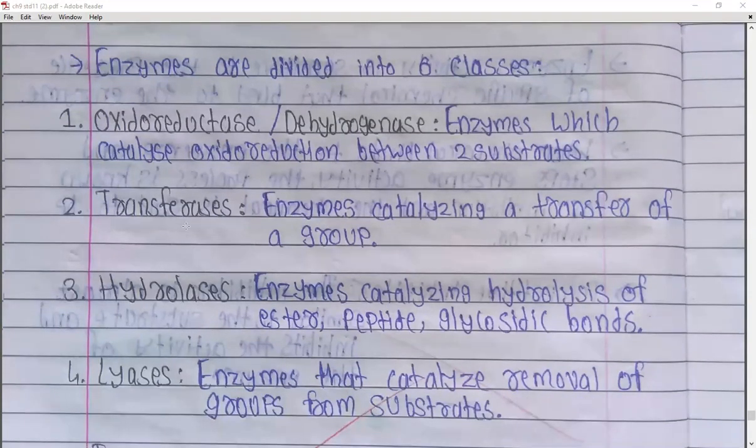Second is transferases. The name itself depicts that it is going to do the transfer of a particular group. These are enzymes catalyzing a transfer of a group. Whichever group is being transferred from one place to another, this type of enzyme is used. Sometimes these enzymes transfer a particular group from one molecule to the next molecule. This type of enzyme is placed into the second class, which is known as transferases.